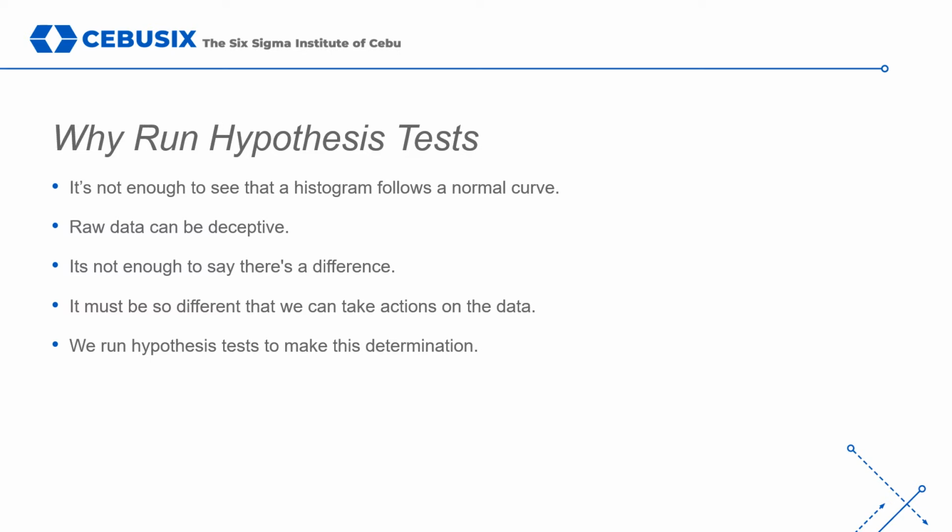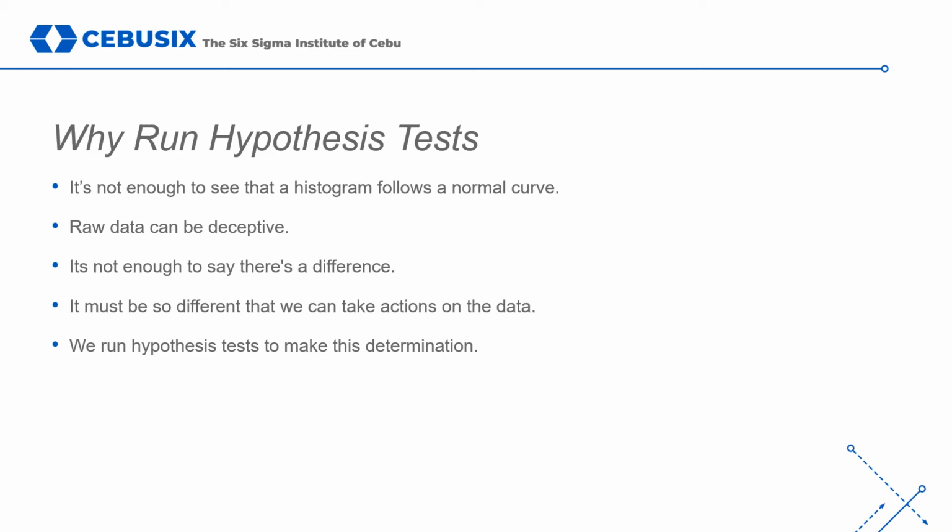Just looking at the numbers presented in this problem, we can see that the mean following the seed change is 175. When you compare that to 168, it is obviously higher. Why would we go through the trouble of setting up and running a hypothesis test? When introducing the normal curve, we noted that it's not always enough to see that a histogram appears to be symmetrical and following the normal curve. Raw data can be deceptive, which is why we ran the chi-squared goodness of fit test in Excel to ensure that the data was normal.